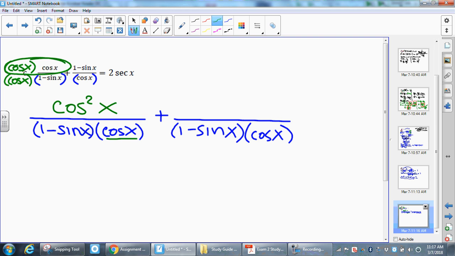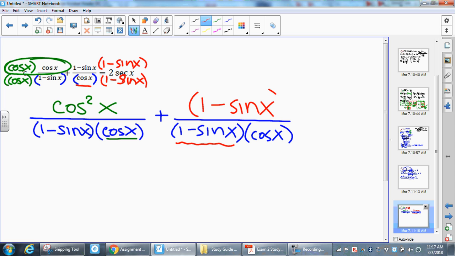Then the second fraction has the denominator cosine x, so it needs this one, right? That's what we're going to multiply the top and bottom of the fraction by: 1 minus sine x. So we're going to have the following: 1 minus sine x multiplied by itself. Essentially we're saying that squared.